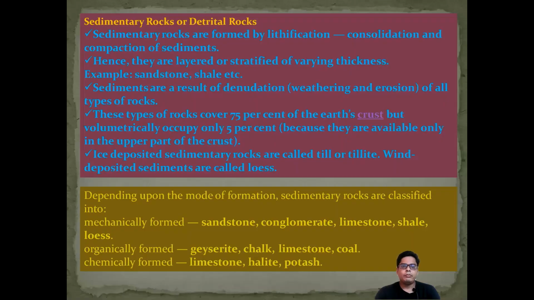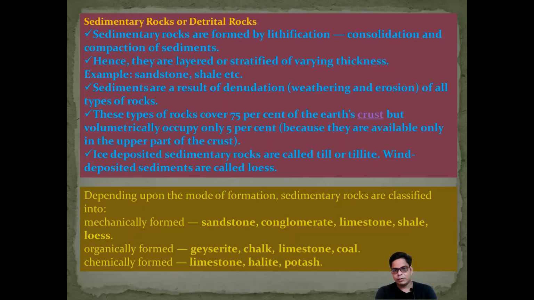Let's start. Sedimentary rocks are also considered detrital rocks. They are formed by the lithification, or consolidation or compaction, of sediments. Sediments start from erosion. When eroded material moves from one area to another and is deposited in one place, pressure and heat convert it into a new type of rock, called sedimentary rock. Hence they are layered and stratified, with varying thickness. Examples are sandstone and shale.